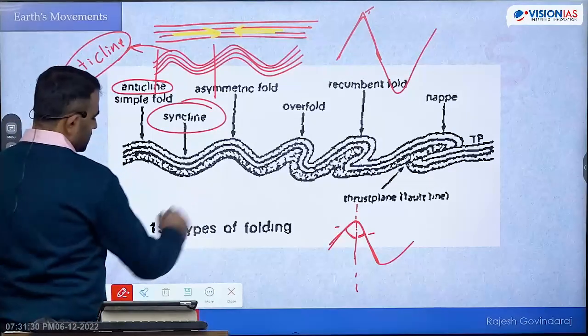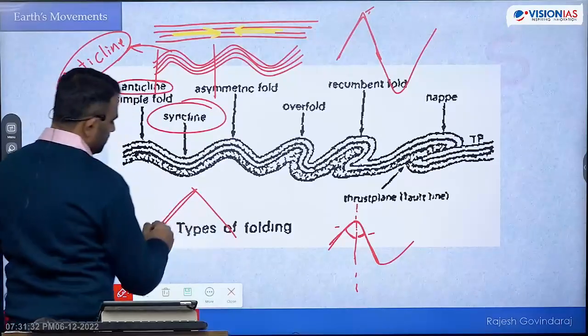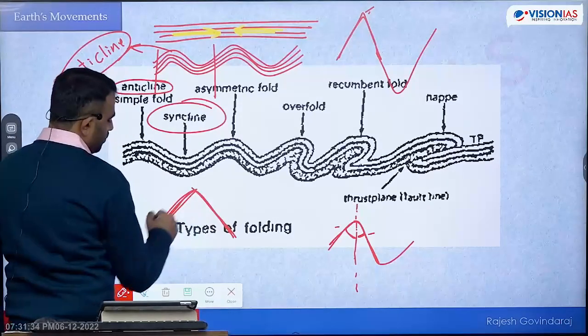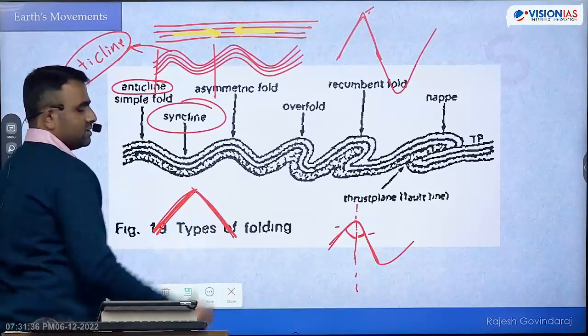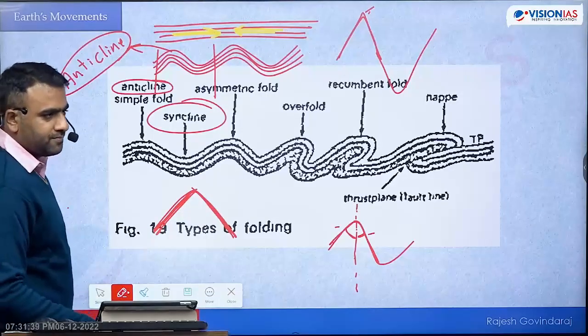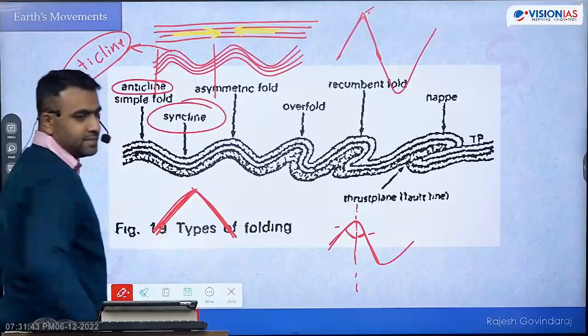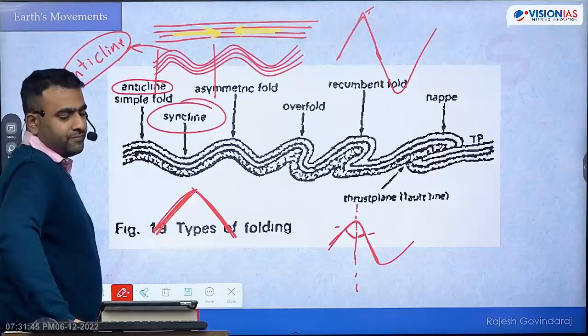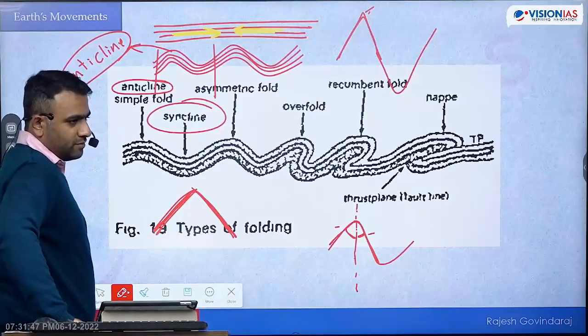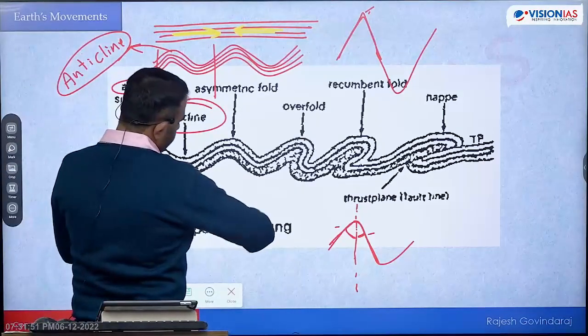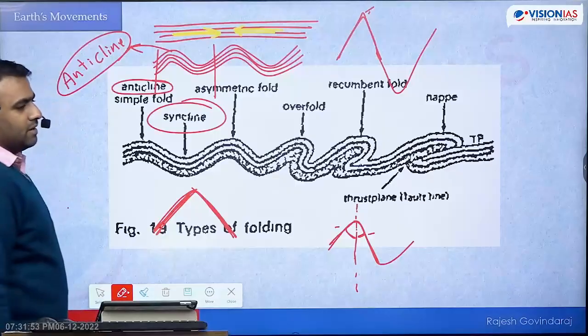The slope on this side will be the same as the slope on that side. The slope on both sides is the same. That is what is a symmetrical fold. That means both the limbs are inclined at the same angle. We'll start from the symmetrical fold. The first type of fold is the symmetrical fold, where both the limbs are inclined at the same angle.